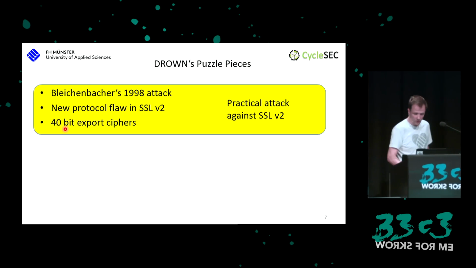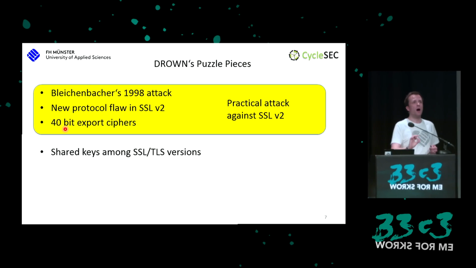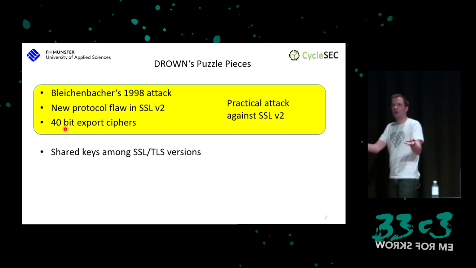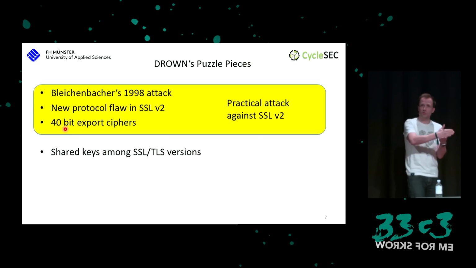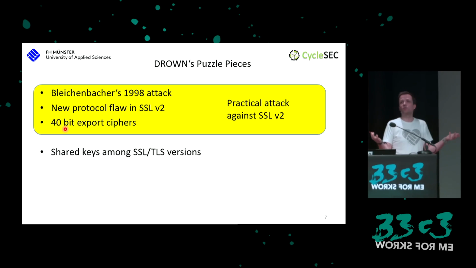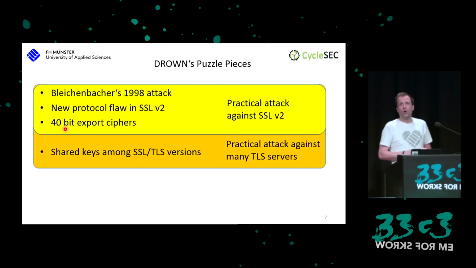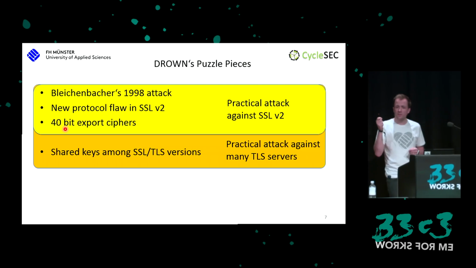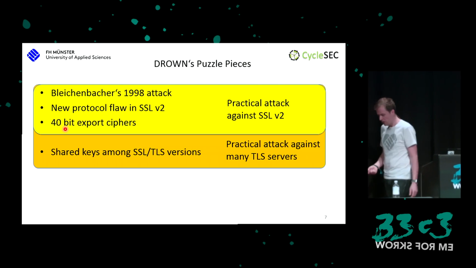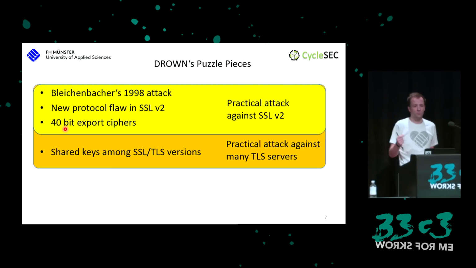Okay. A second thing that we have to look at is shared keys among the different SSL and TLS versions. So when you set up an SSL server and it supports SSL version 2, version 3, and TLS 1.0 up to 1.2, it will always use the same RSA key pair, right? And when we take this into account, all of a sudden, Drown becomes a practical attack against many TLS servers. Right? It's practical in an academic sense. It still means it's an expensive attack, but we can do it. Right? We can afford it. We all here can afford it.